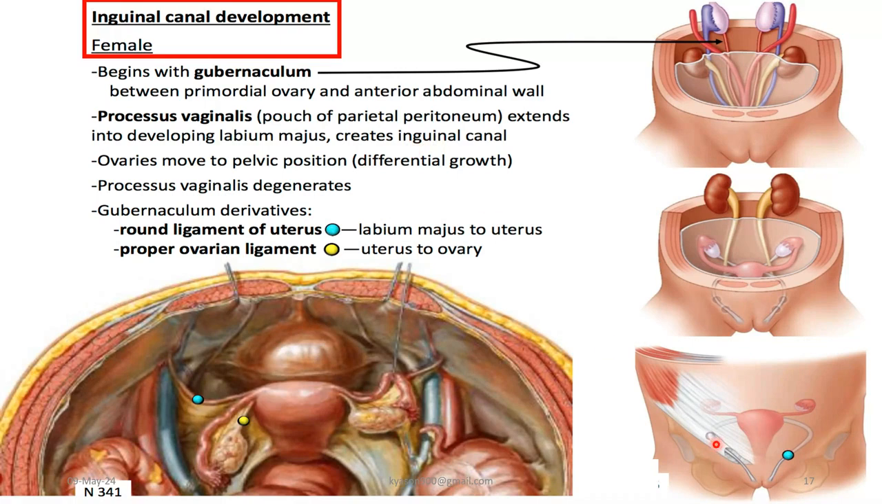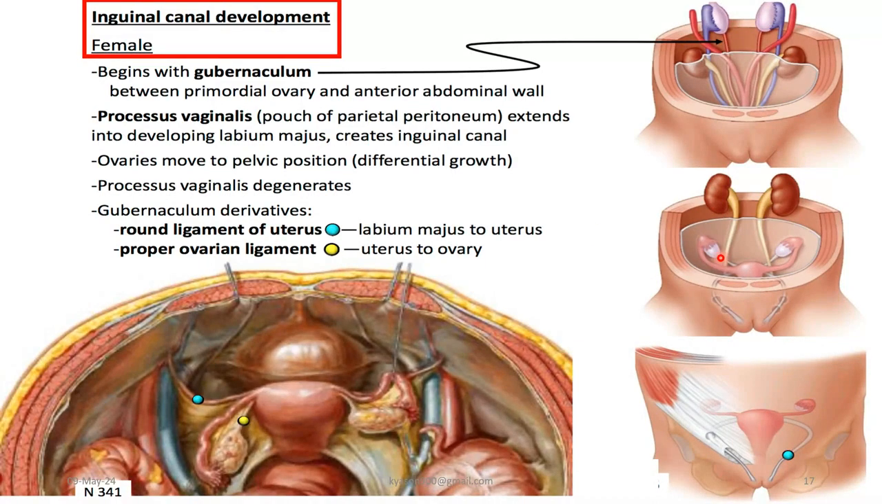Of course, after all this process, after forming the inguinal canal, the processus vaginalis has to disappear, has to be lost. In the men, we said the distal part remains intact and forms the tunica vaginalis. But in the women, the processus vaginalis has to disappear completely, normally. The gubernaculum, this fibrous structure here, it's going to differentiate into two things.